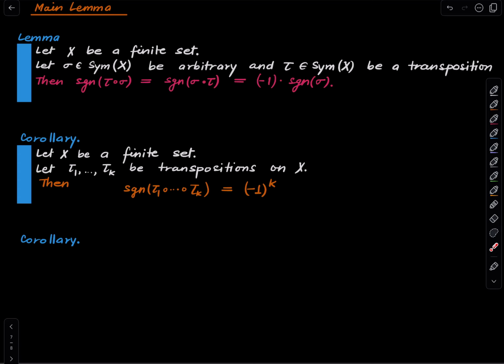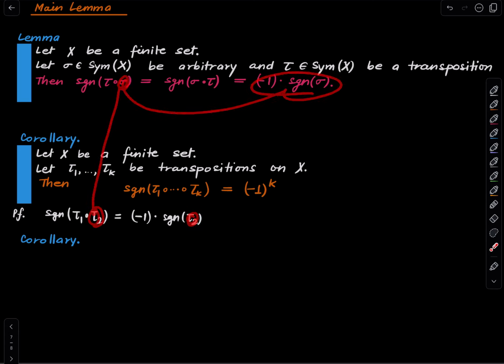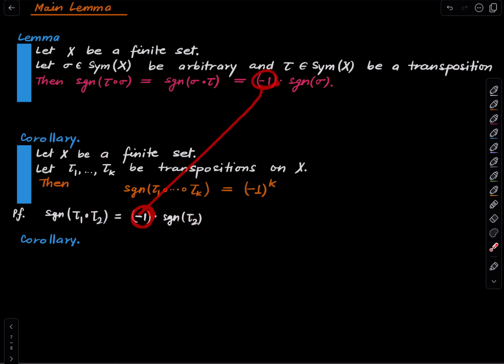Okay, why is that? The proof is very simple. Suppose I want to show it for K equals 2. So this is -1 times the sign of tau 2. Why? Because just think of tau 2 as sigma in the previous proposition. So I'm just using this equation. But I already know the sign of any transposition. The sign of any transposition is -1. We noticed that.